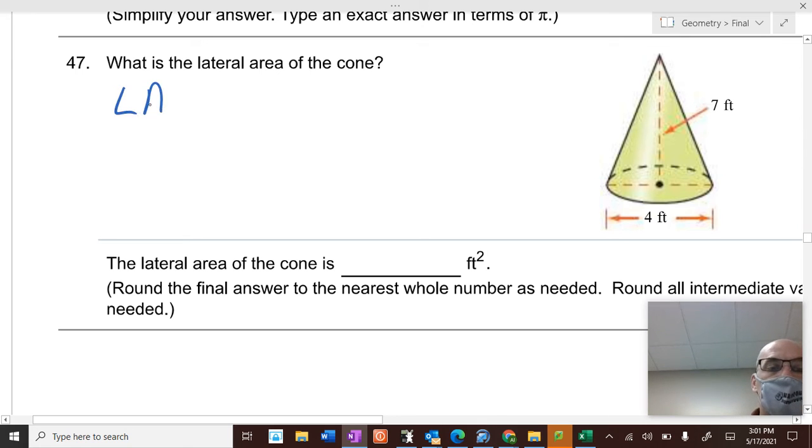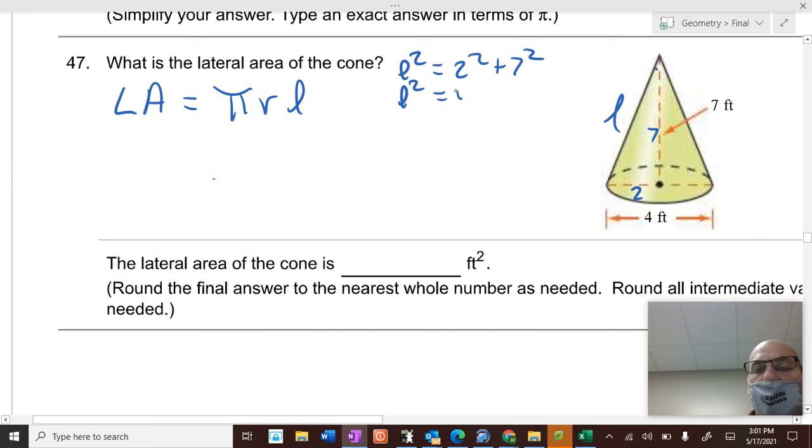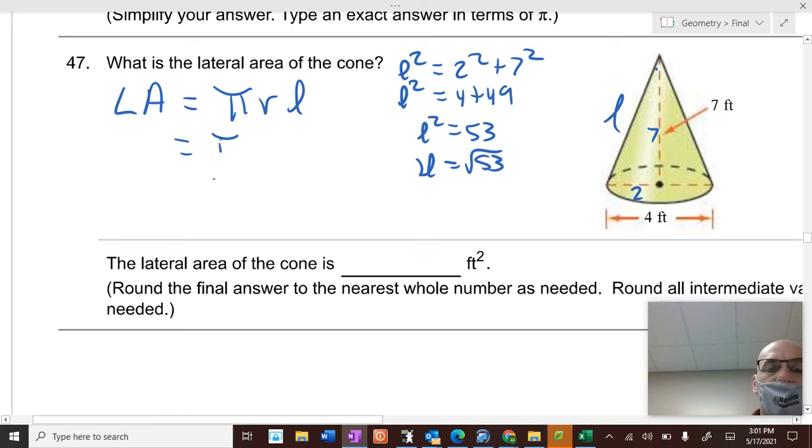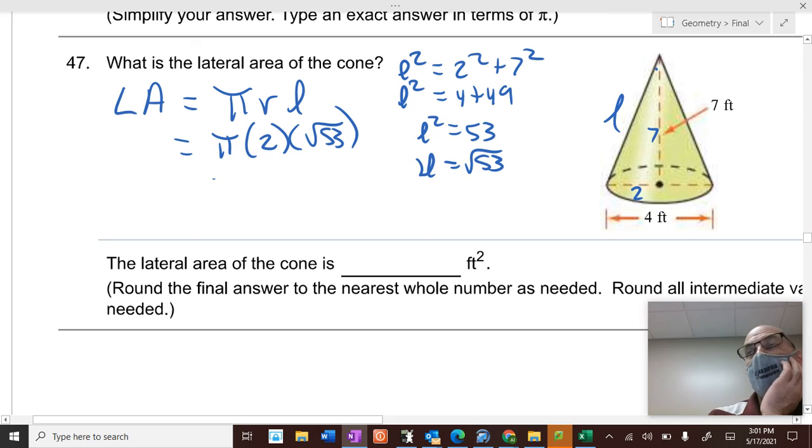Lateral area of a cone. Lateral area is pi r l. What's l? Well, that's a slant height, something we don't have in this cone right now. To find the slant height, this is a Pythagorean theorem where this is 2, this is 7. So l squared equals 2 squared plus 7 squared. So l squared equals 4 plus 49. l squared equals 53. So l equals the square root of 53. So we take pi times 2 times the square root of 53. You put those all into your calculator and you multiply them out. And what do you get?